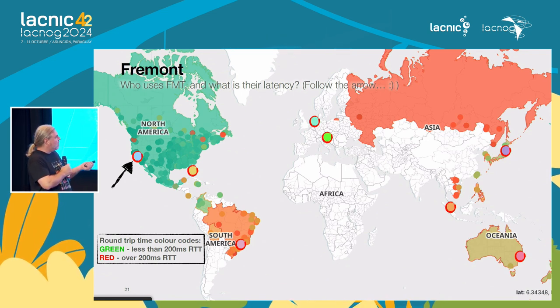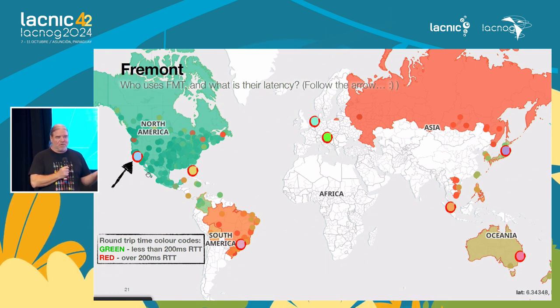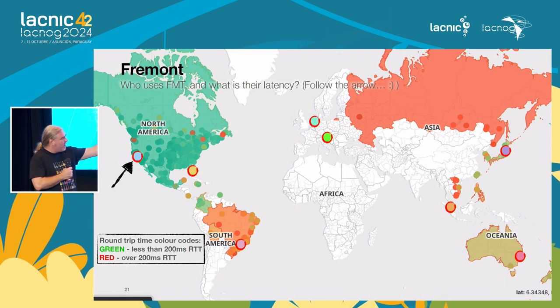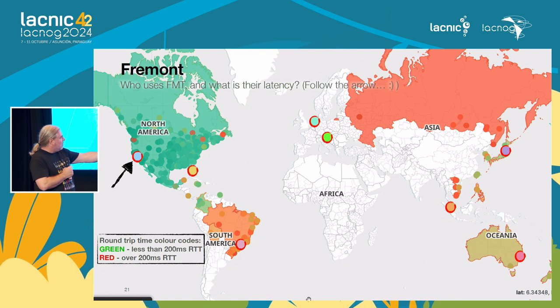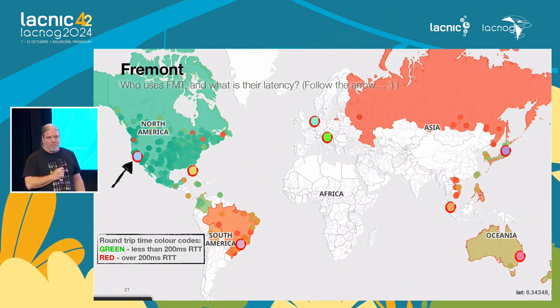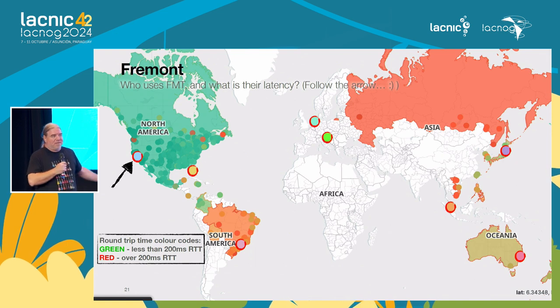for Fremont. I have no idea what Russian people have to do in Fremont, because they should go to any of the closest location. Or in South America, why would these people even send traffic to Fremont, right? There's no point.